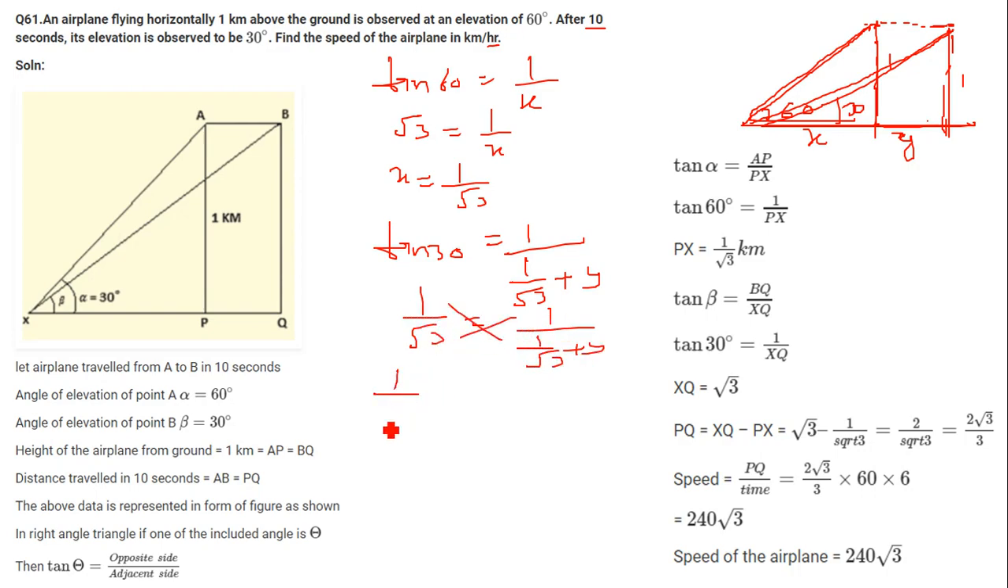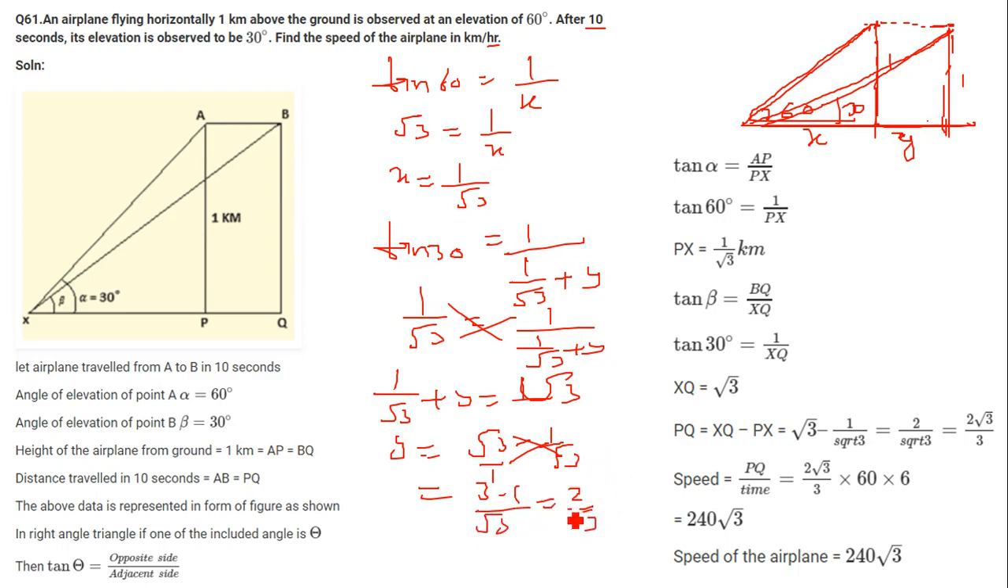This is going to be 1 by root 3 plus y. I am taking this one, cross multiplying. So 1 by root 3 plus y is equal to root 3. So y will be equal to root 3 minus 1 by root 3. So what do we get from here? Root 3 into root 3 is 3 minus 1 by root 3. So you get 2 by root 3. So 2 by root 3 is the distance.